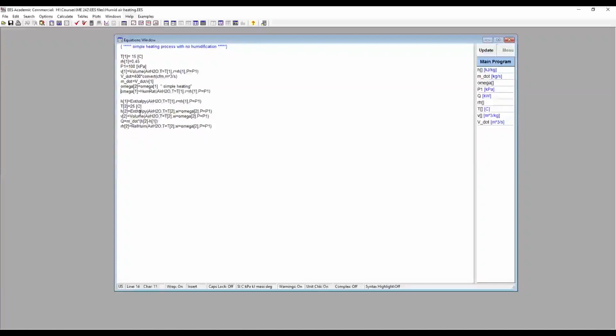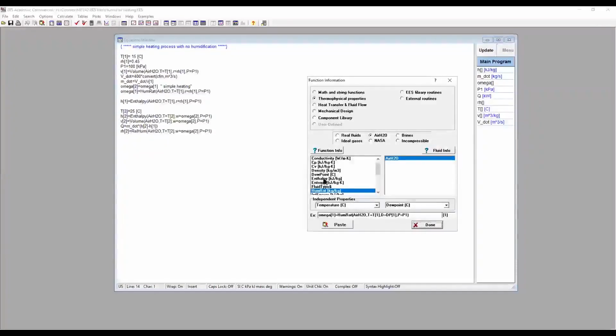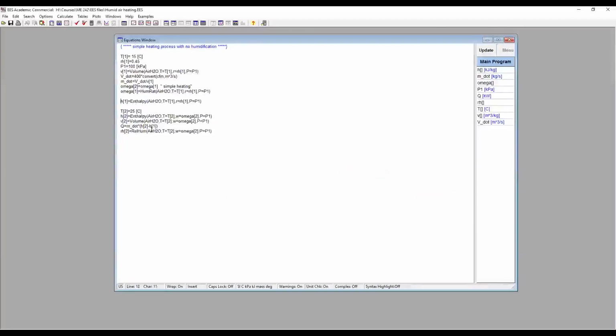Next step, call enthalpy. Function info, enthalpy. Change this to relative humidity. Everything else is fine. Click paste. State 2, the only given is 25 degrees C. I enter it. 25 degrees C.